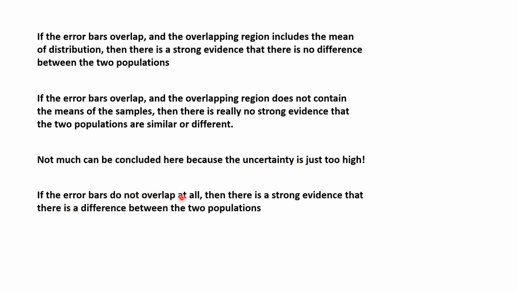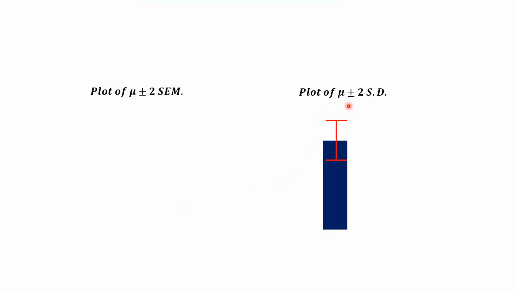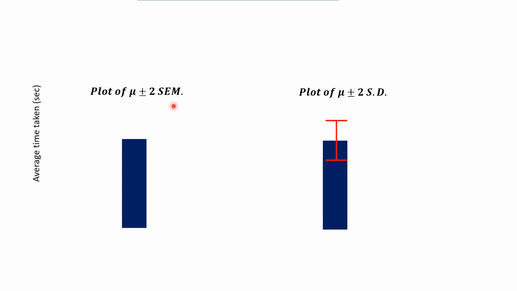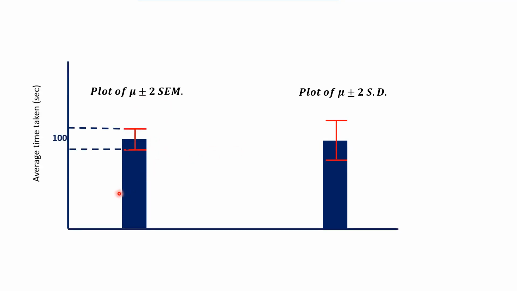If the error bars do not overlap at all, then there is a strong evidence that there is a difference between the two populations. There is a significant difference between the two participants here, right? We will see that here. Initially, we made mean plus or minus 2 times standard deviation. Variability is shown, but we want precision. Therefore, we have used standard error of the mean. It has decreased, please note. See, this has decreased to half.